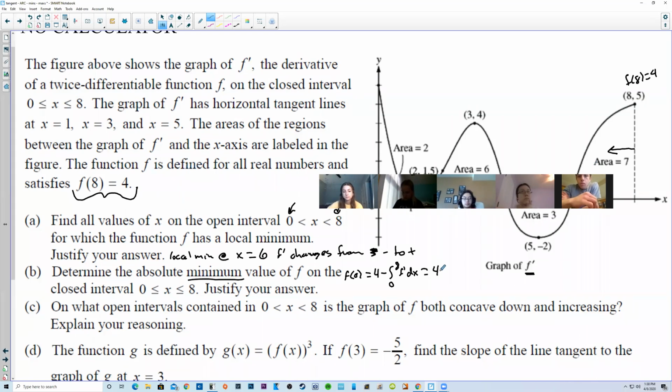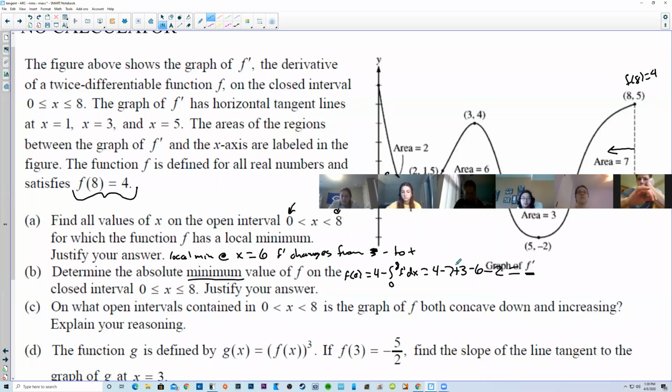So we want to actually subtract these values to get back to 0. So that's equal to 4 minus 7. Remember, this is a negative 3, so that'll actually be plus 3. Minus 6, because that'll be positive. And then minus this area, which is 2. So that's 4 minus 7, plus 3, minus 6, minus 2. That's actually negative 8. So f of 0 turned out to be negative 8.